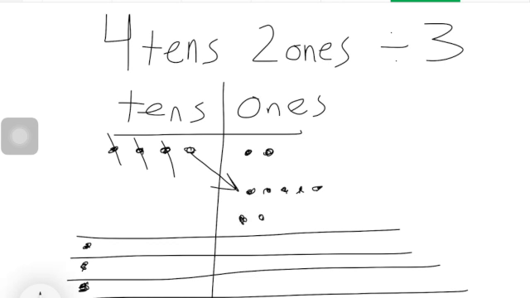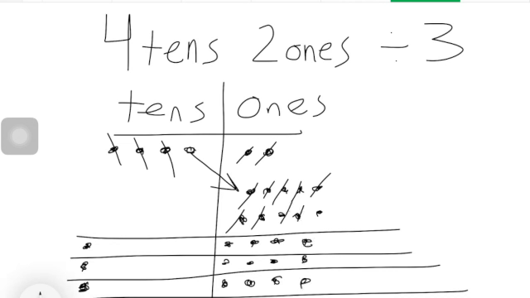2, 3, 4, 5. So just like the previous problem, I'm going to regroup it as 10 ones over here in the ones column. 3, 4, 5. And then I'm just going to split up all these ones 3 ways. So 1, 2, 3. Check them off. 1, 2, 3. 1, 2, 3. 1, 2, 3. Check them off.